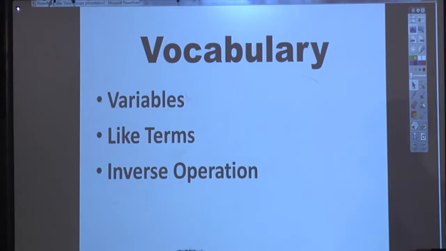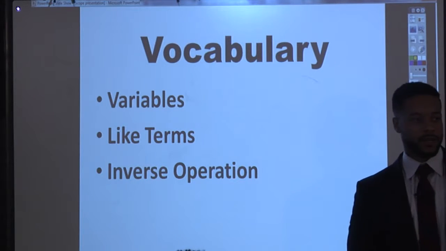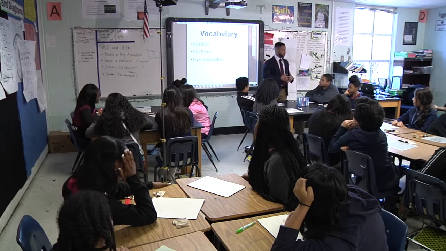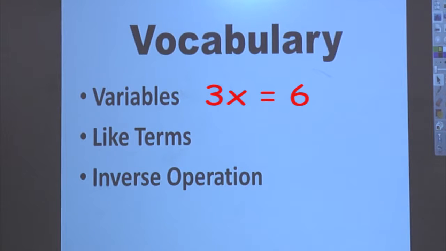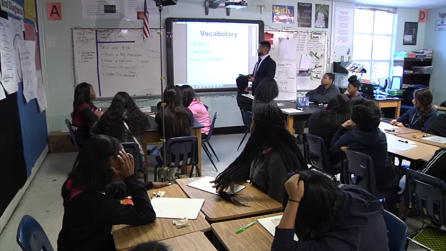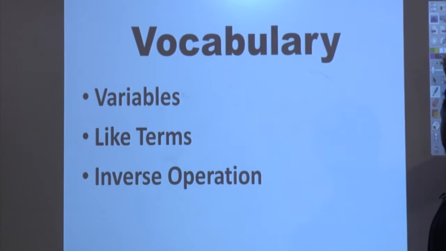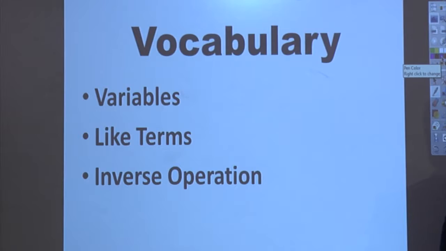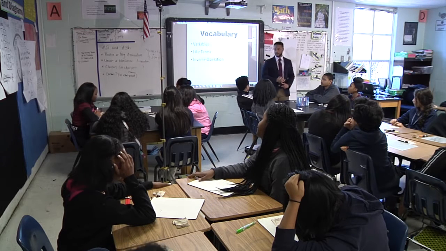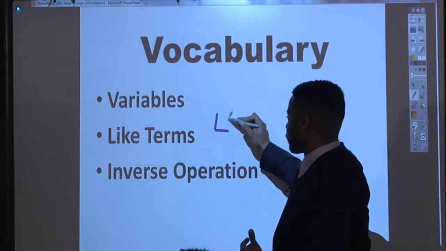Variables are used in algebra a lot. They're represented by letters that stand for a number that we don't know. 3x equals 6. The x is the number that we don't know and we're trying to figure out. Okay, we call that a variable. Like terms are terms with the same variable and the same power. Here's what we mean by that.